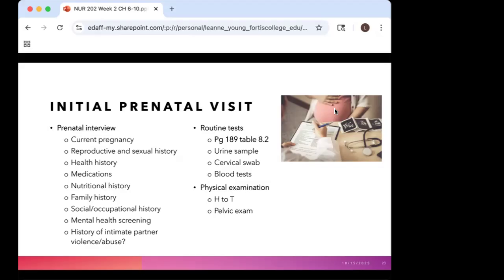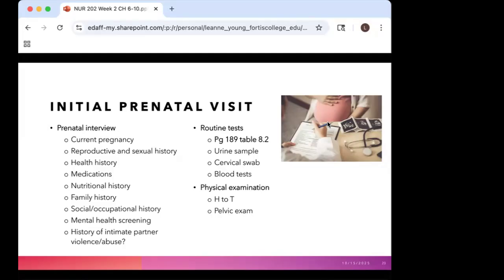Cervical swabs will be performed to test for any type of bacteria, like BV if they're testing for bacterial vaginosis. Also for chlamydia, gonorrhea, that is a cervical swab that OBGYNs will do in one of the first prenatal visits for moms, because any STDs, STIs have an increased risk of miscarriage or developmental abnormalities with the baby. So we want to make sure we're getting those tested really early on.